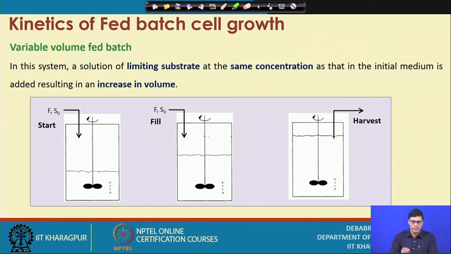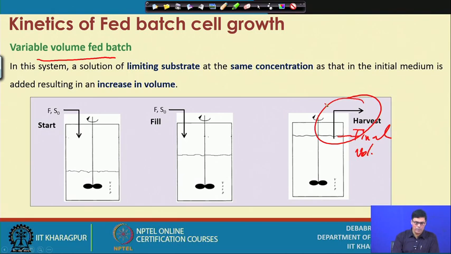Now, here we have given the example of the variable volume feed. We start with this volume, this is the start, then we increase a little bit, you can see that value, and we reach the final volume. This is the final volume, am I right? When it reaches the final volume, then we do the harvesting of the material.